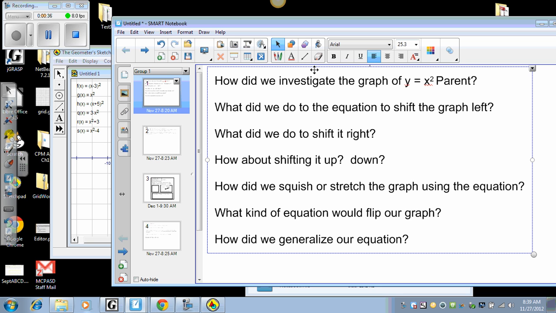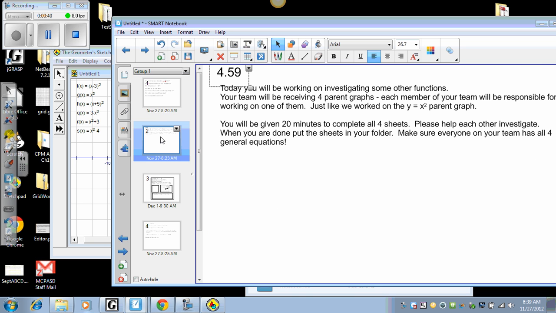We're going to investigate a whole bunch of different kinds of functions in problem 459. So if you turn to your books and look at problem 459, which is on page, I believe, 182, the substitute teacher can pause right now so that you guys can read what your task is for the day, and then we're going to go over an example of what that means. When you're done, just hit play.